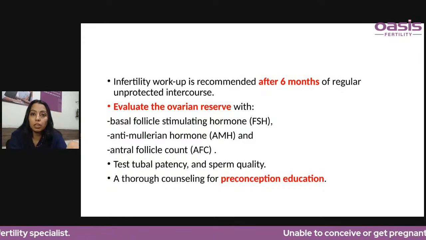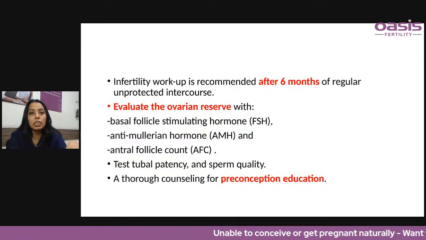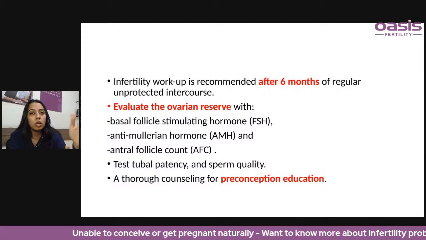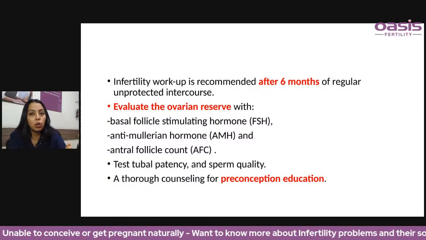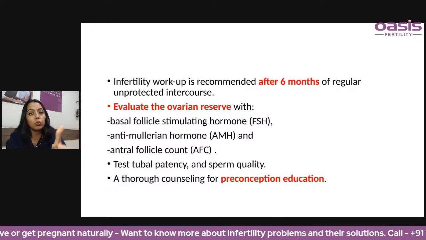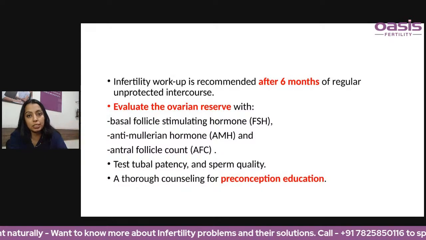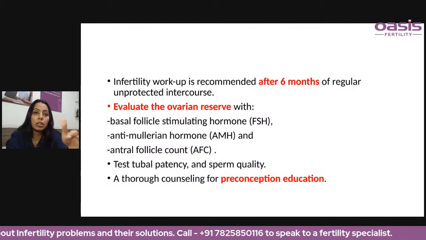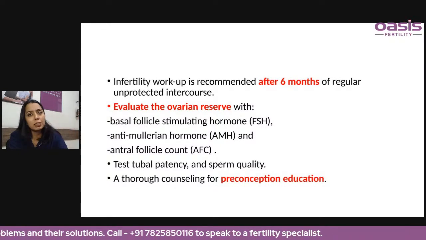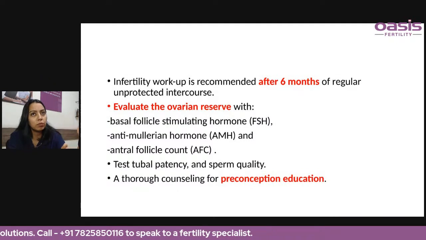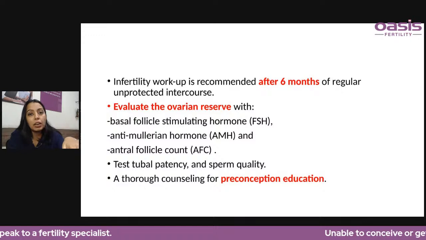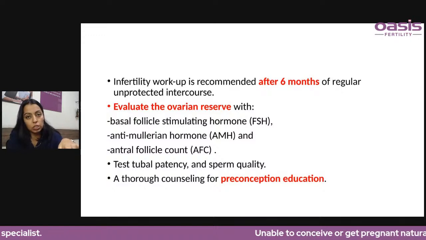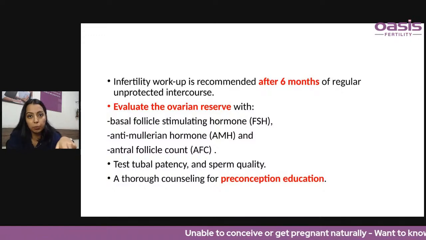Similarly, the antral follicle count test, or the AFC, is an ultrasound test which helps me know about how many small follicles you have on day 2 or 3 of your cycle in both your ovaries combined. Normally, in someone who has a good ovarian reserve, or a good number of eggs, I would be expecting anywhere more than 5 to 7 follicles in each ovary. So, a combined antral follicle count of more than 10 to 14 is considered normal.